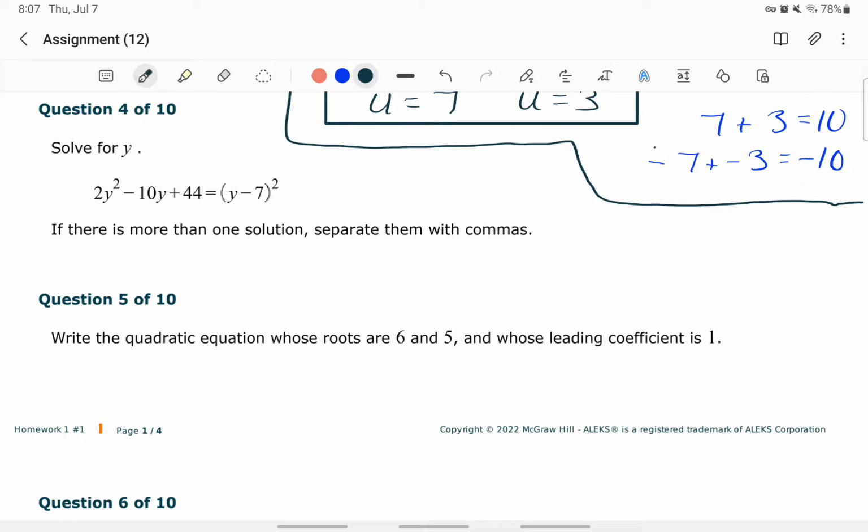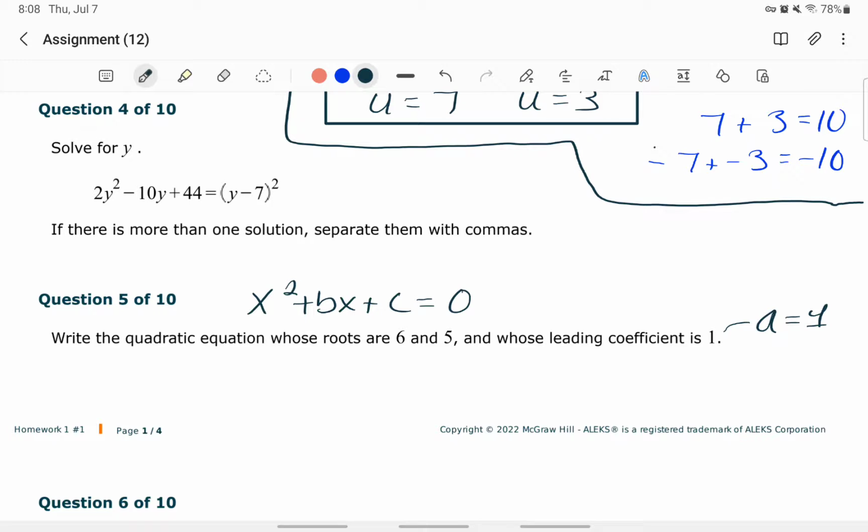Number 5 says you want to write the quadratic equation whose roots are 6 and 5 and whose leading coefficient is 1. You want to write a quadratic equation when the leading coefficient, which is a, is equal to 1. So it should be in the form of x squared plus bx plus c is equal to 0.